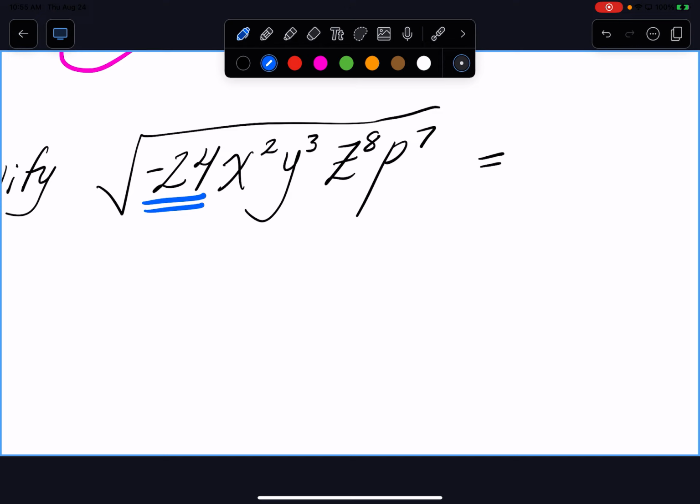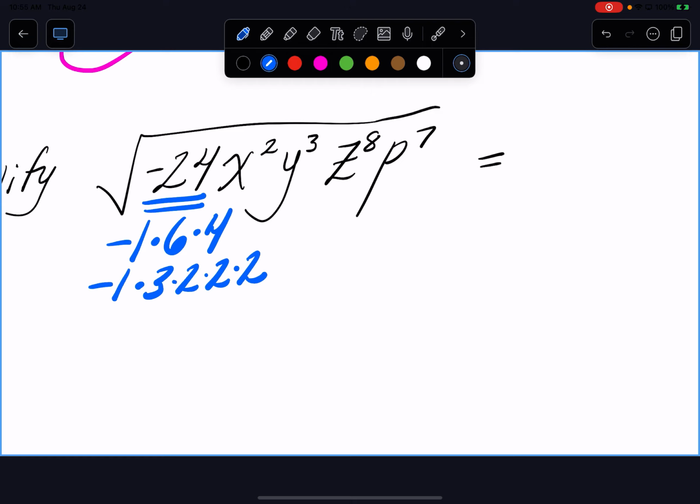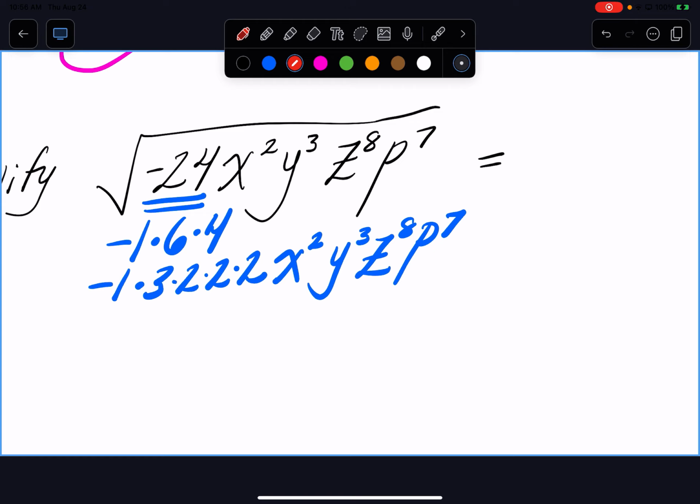So I'm going to go like this. I know this is -1 times 6 times 4. Then I'm going to say that's -1 times 3 times 2 times 2 times 2. I then check before I move on. Is -1 times 3 times 2 times 2 times 2 24? I didn't mess up. Then I go, okay, and I just have x squared, y cubed, z to the 8th, p to the 7th. Now we know if we were to draw out 2 x's, we're pulling out groups of 2. If we write 3 y's, we're pulling out groups of 2, right, everybody? If we write out 8 z's, we're pulling out groups of 2. So we're going to use that knowledge to make our life easier.